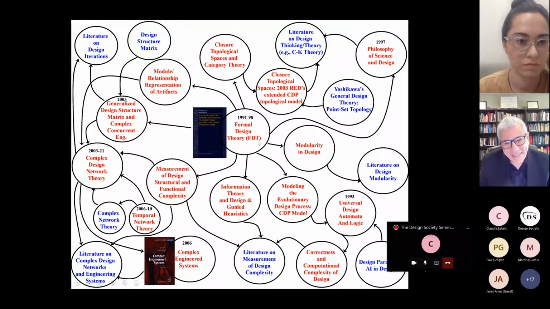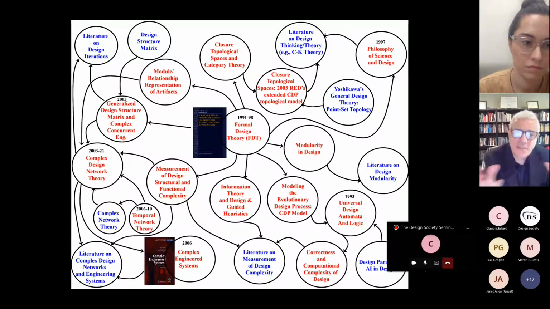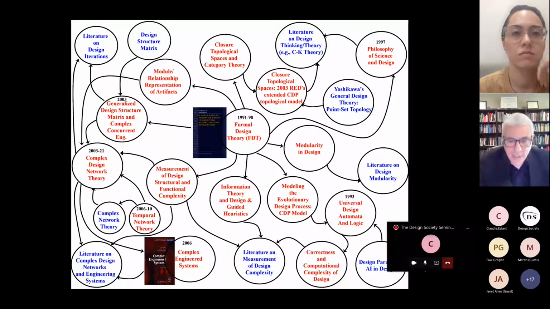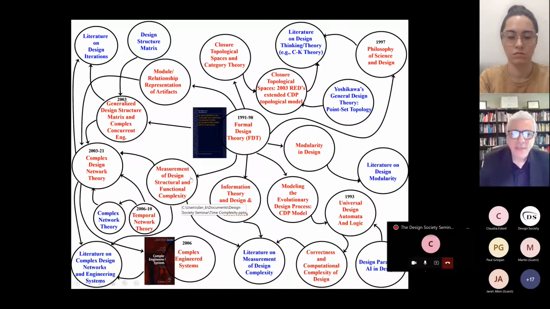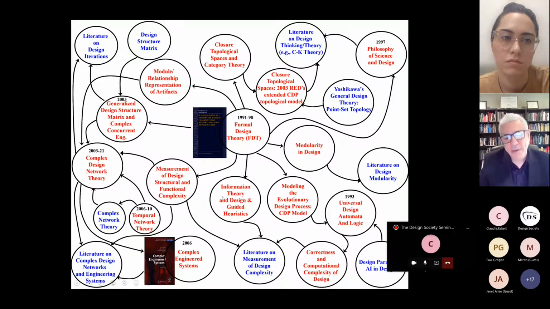Going down to the additional developments, another development that incorporated the concept of relationship was developing an information theory of design, essentially defining the entropy of the design process and the design product. So that was I think the first attempt to incorporate information theory in design. A related concept was that I started developing a variety of techniques to measure the structural and functional complexity of design. It also had a strong relationship to the information theory of design that I developed.